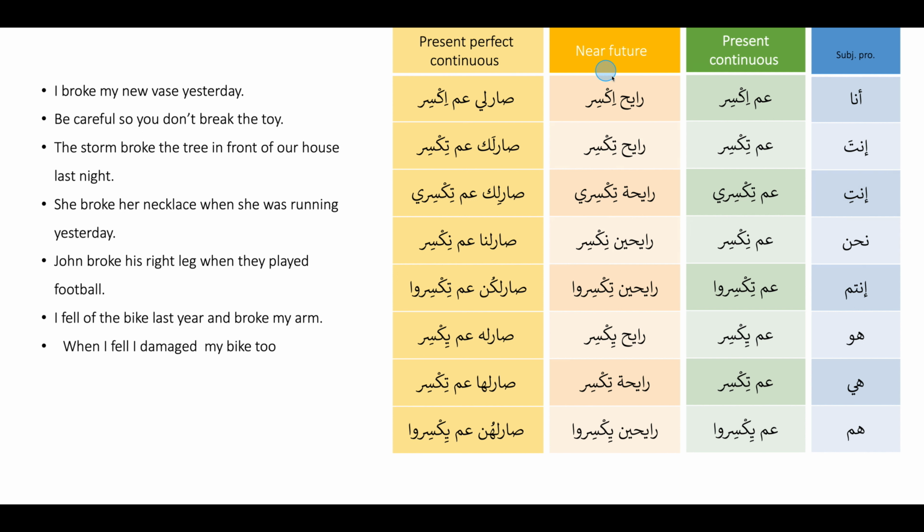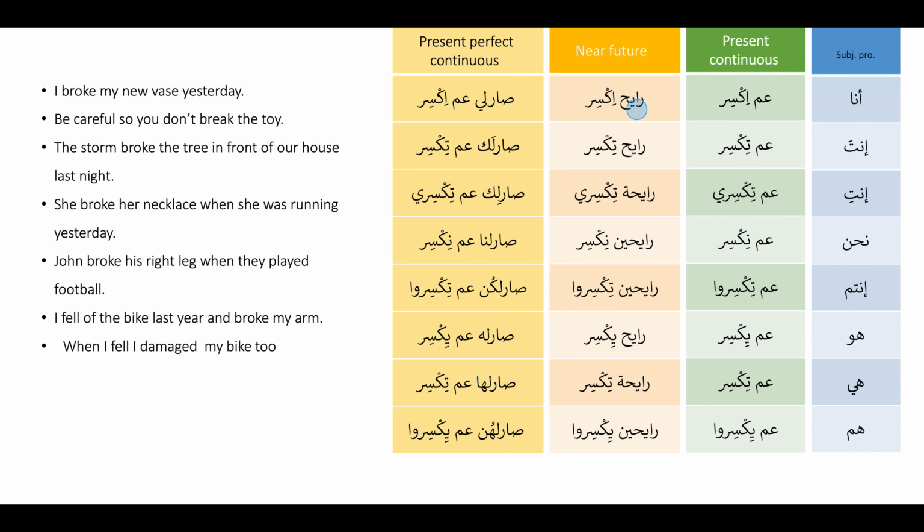Moving on to the near future, here we are using the going to form, and the going to is basically rayeh, from the verb to go. Here, as you may see, we've got three conjugations only. Rayeh would be used for I masculine, you masculine, and he.